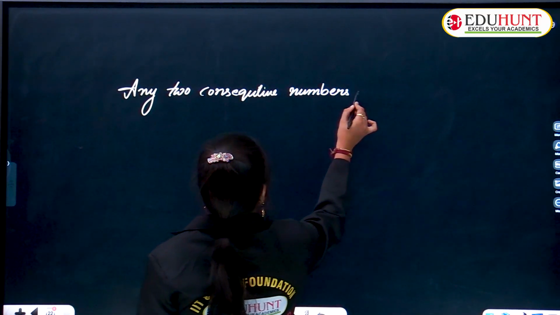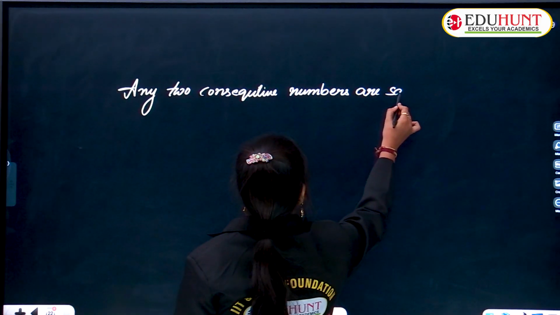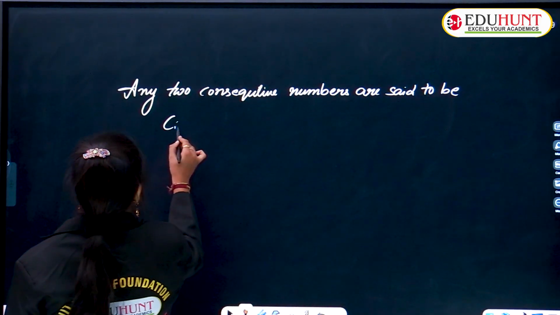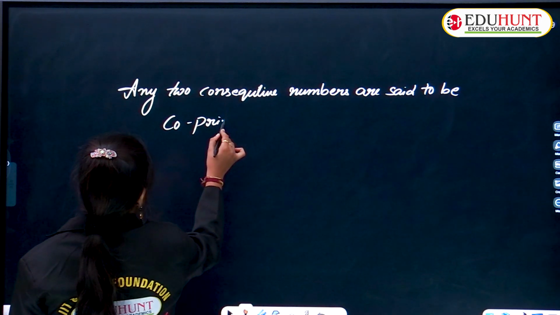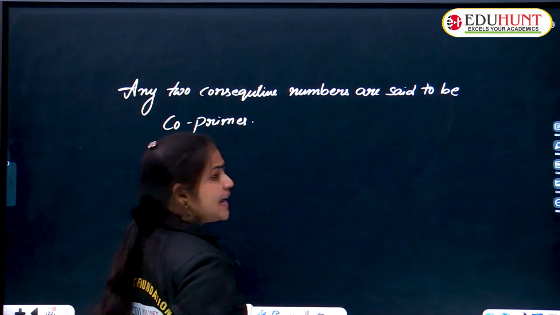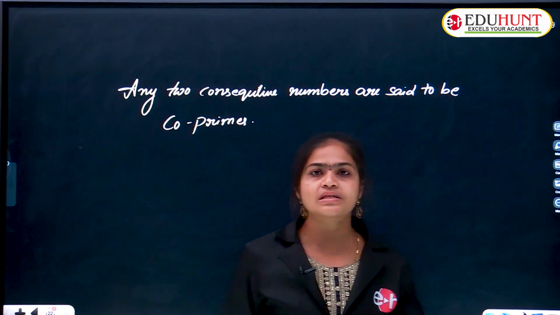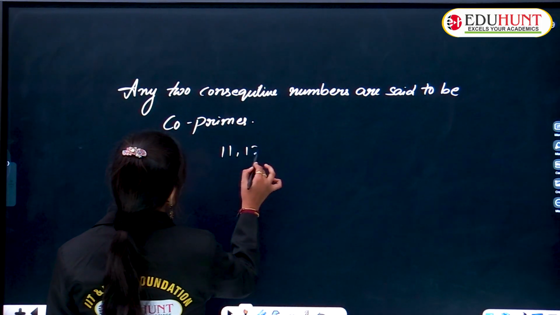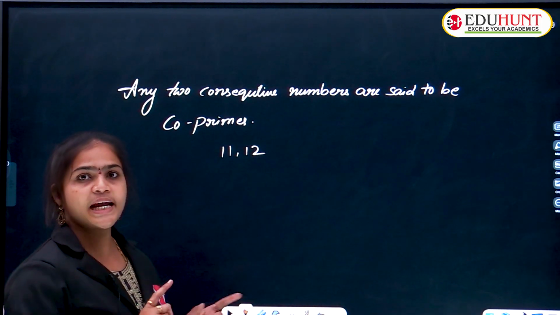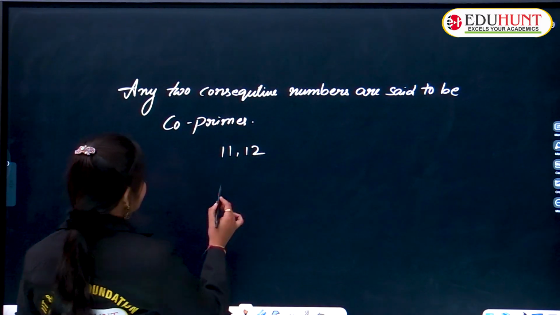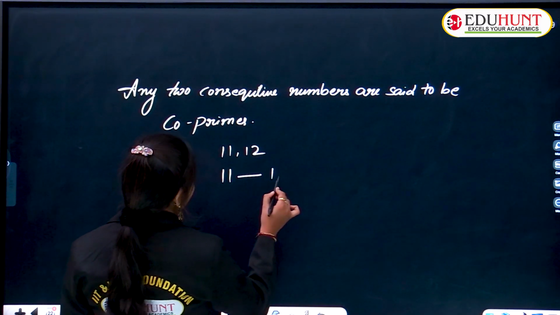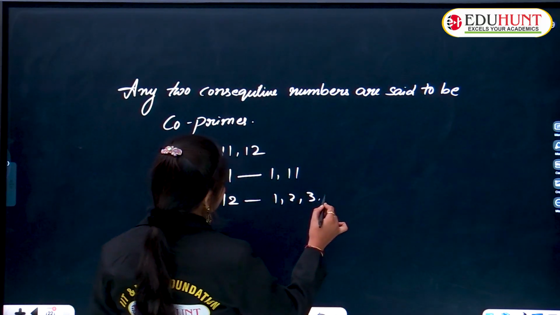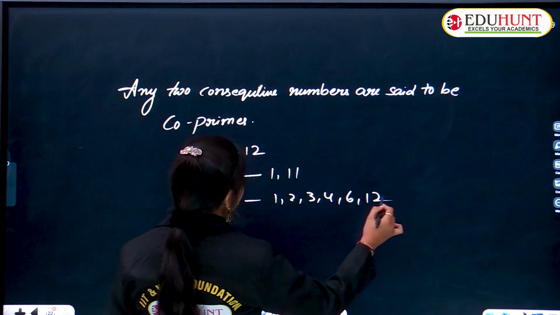Any two consecutive numbers are said to be co-primes. Why? Because you can choose any two consecutive numbers, say 11, 12. Consecutive means side by side numbers. Okay, 11, 12. Factors of 11: 1, 11. Factors of 12: 1, 2, 3, 4, 6, 12.